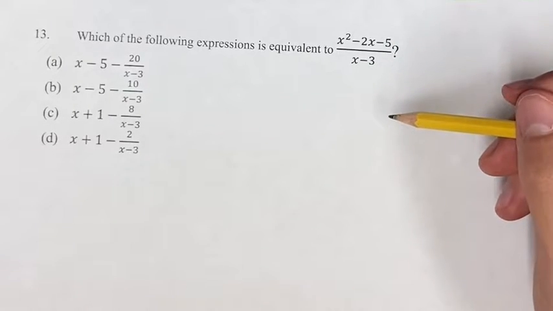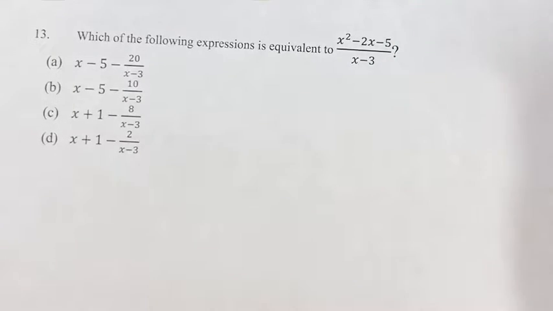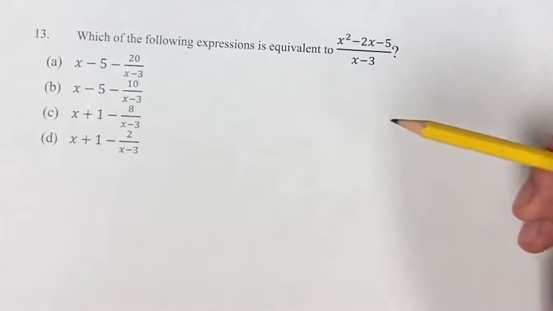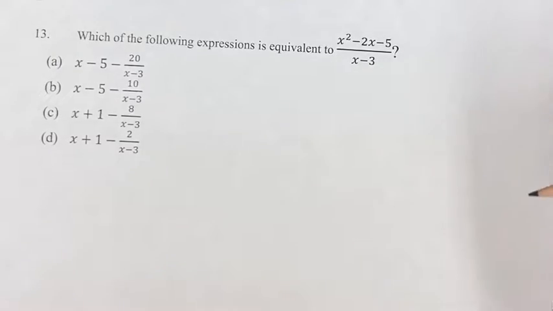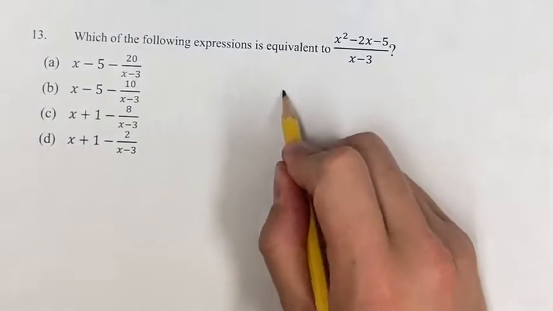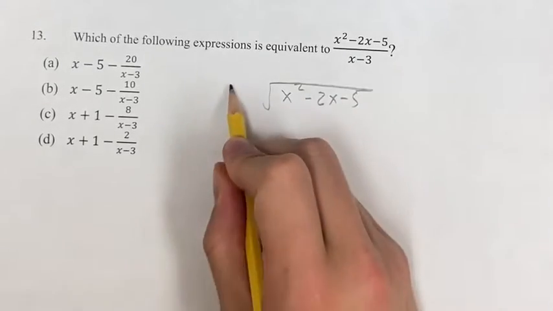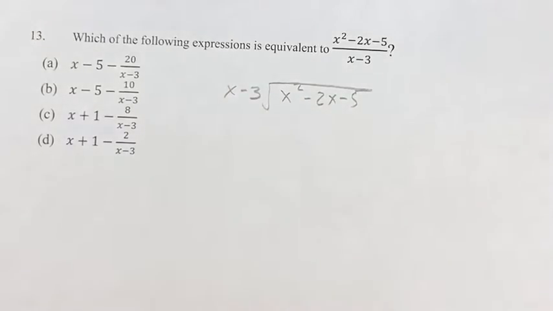So the way to simplify might not be the best word here because these look a lot more complicated than this. But the way to change it into another form is to use polynomial long division. So we're going to do x squared minus 2x minus 5, and we're going to divide it by x minus 3. If you've never done this before, it looks a little bit like normal long division.